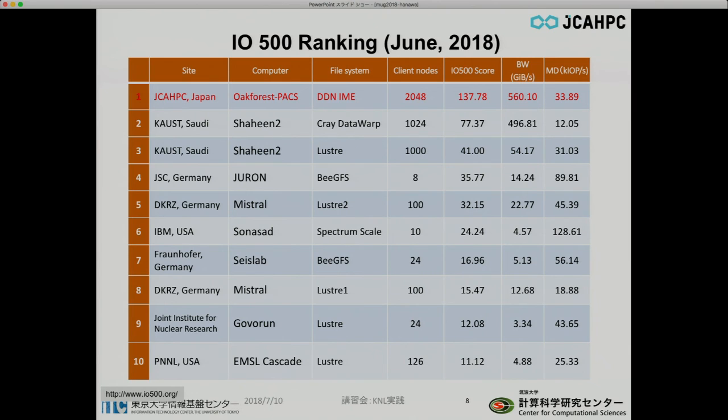And this is the IO500 ranking. Our system is currently number 1 with 560 gigabytes per second bandwidth and 33 kilo IOPS metadata operations.